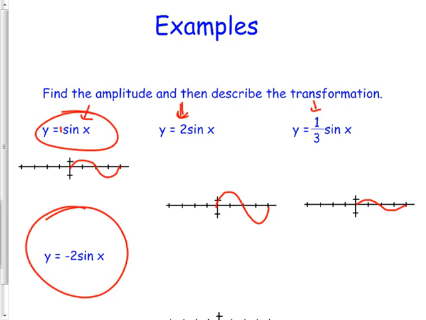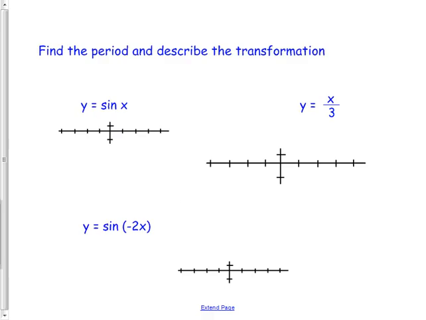Flip, and what's that 2 make it? Twice as tall and a flip. All right, so you'd say it's an up-down flip, which would be a reflection over the x-axis. And then the 2 would mean it's a vertical stretch. It's twice as tall.